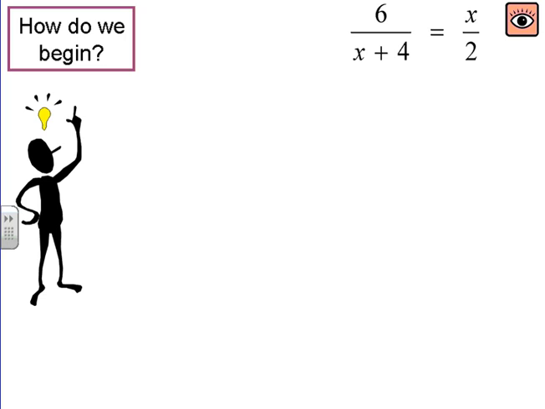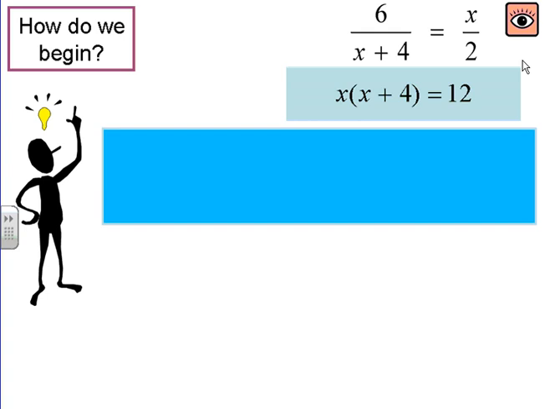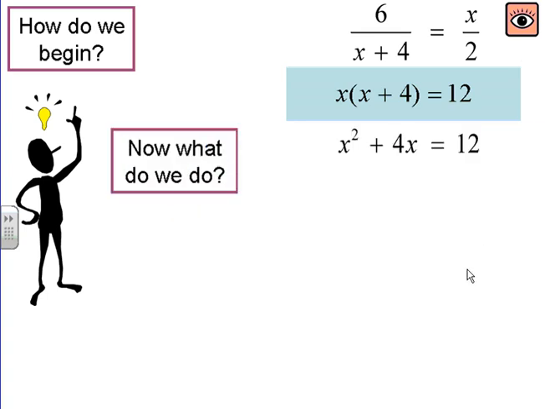So looking at this problem, how would we begin? Well, this is already set up as a proportion, so we can cross multiply. We get x times x plus 4 on one side equals 12. Once we distribute that x out to get x squared plus 4x, we have to decide what we want to do. We could complete the square, or do what most people would do because it's easier, which is to get it all on one side so you can factor it. So we get x squared plus 4x minus 12 equals 0.